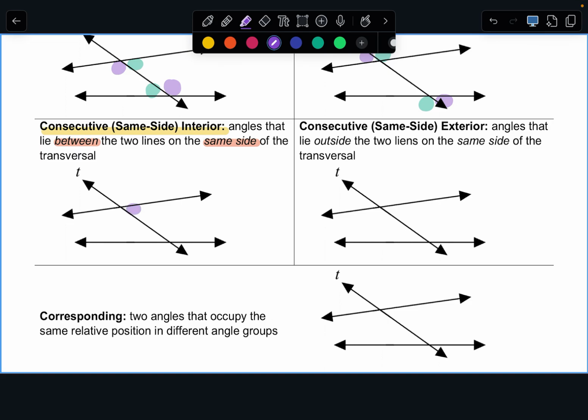So here's an interior angle. And here's another interior angle on the same side of the transversal and also inside. So those purple ones are a pair. Same thing for the other pair on the left side of the transversal. So consecutive interior means in between the 2 lines and on the same side of the transversal.